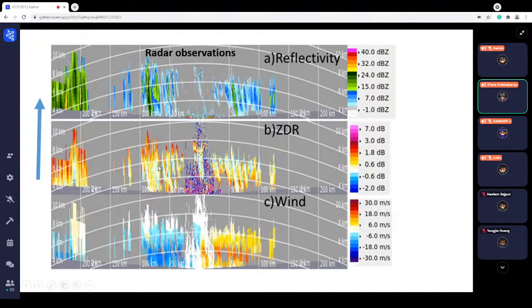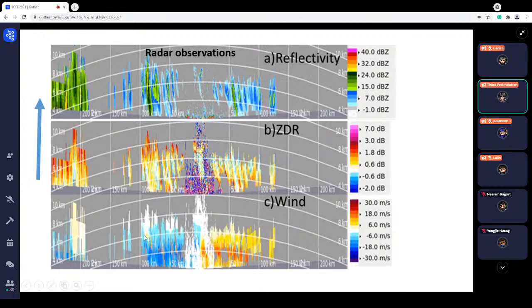These are the regions where the clouds are present, so that's why we get some signal here. And then you also see the CDR values here. It's a dual polarized radar, and also you can see the wind.